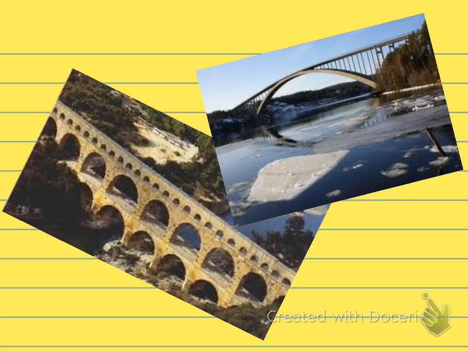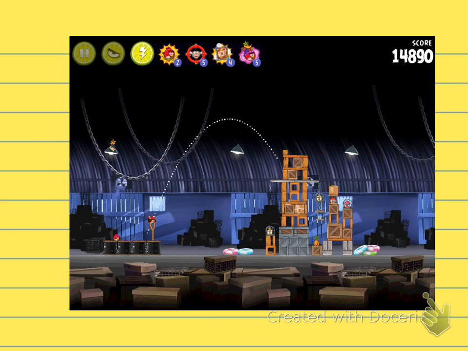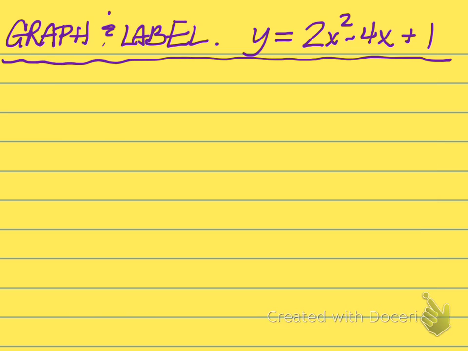We see parabolas even in some of the games that you guys play. There's our Angry Birds example, with a parabola. So they're out there. How about if we learn how to graph them ourselves? I want you to graph and label, and the equation is y equals 2x squared minus 4x plus 1. So let's do some work here.